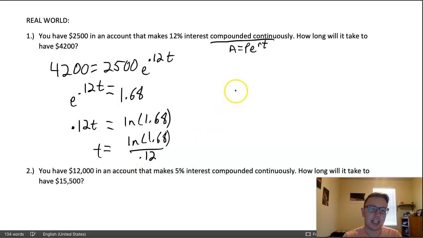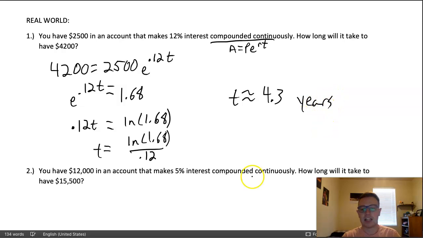All we need to do is throw that into our calculator to figure out roughly how long it's going to take. So we take t, and that's going to be equal to ln of 1.68 divided by 0.12. I'll tell you, it'll be approximately 4.3 years before you make that amount of money.